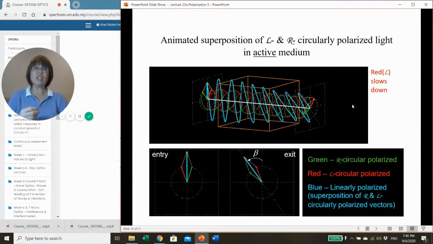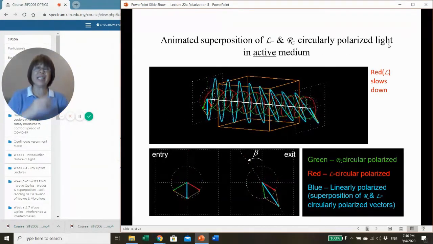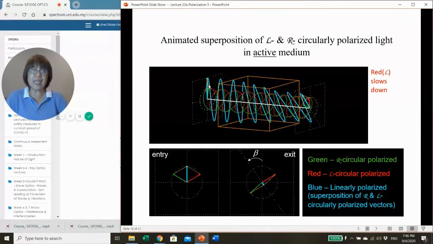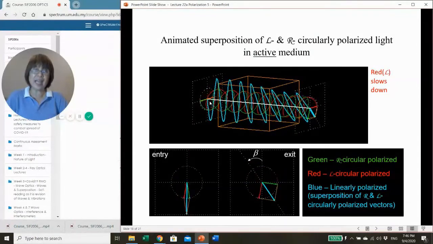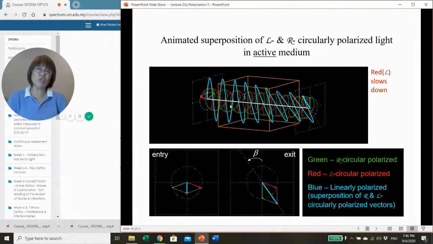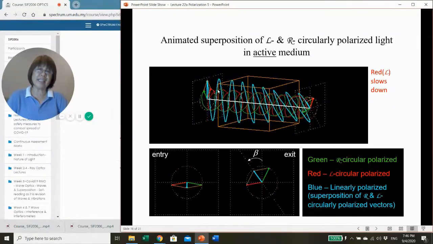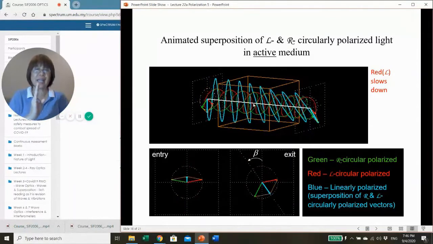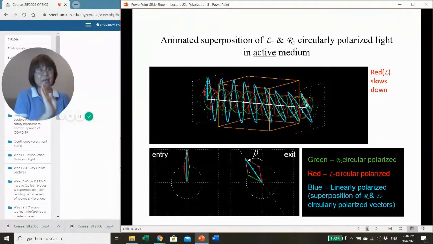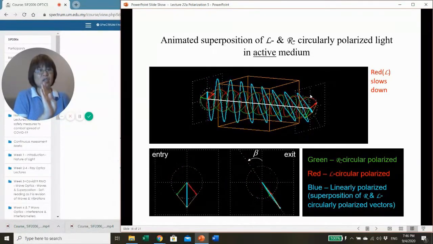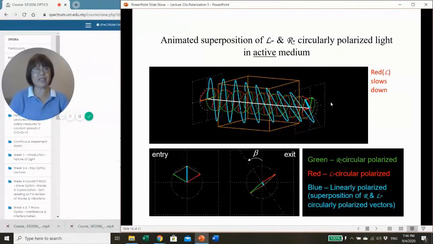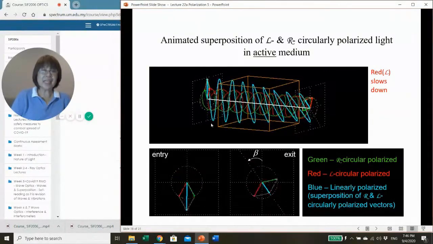Here is an animation of the superposition of left and right circular polarized light in an active medium. Upon entry, it is vertically linearly polarized, and then it's split into left and right. And as it travels through the medium, you find that the plane of the linearly polarized light will start to rotate. And upon exit, it will have rotated by this much. So when you view it coming towards you, it is rotated anti-clockwise, because here the rate slows down.